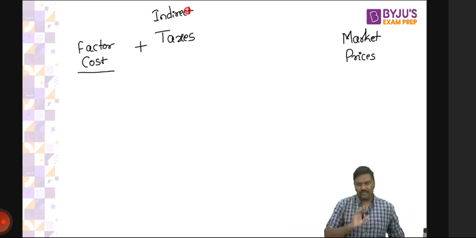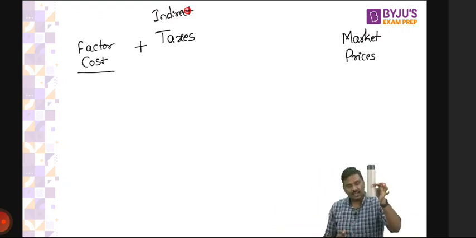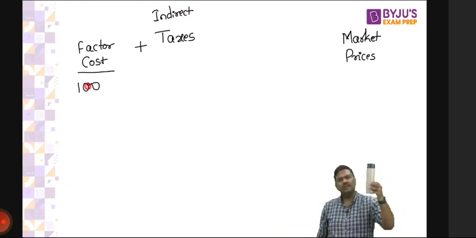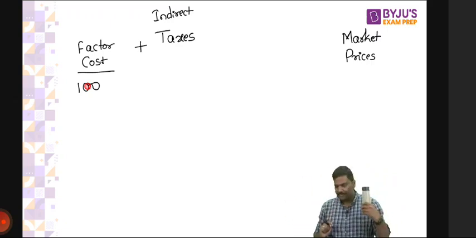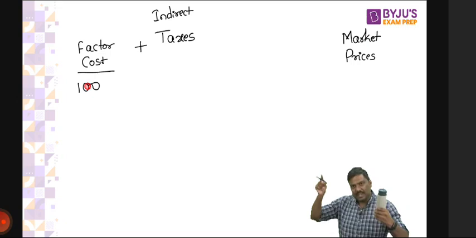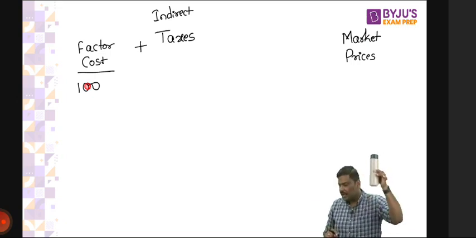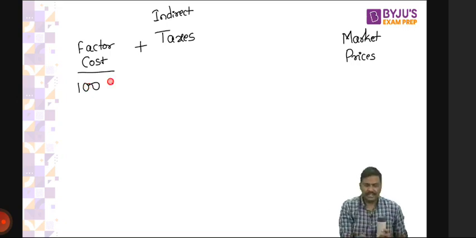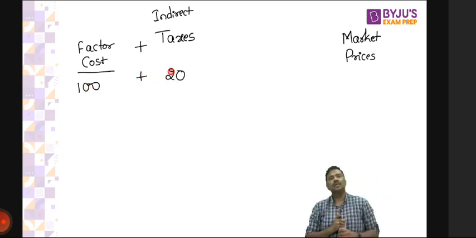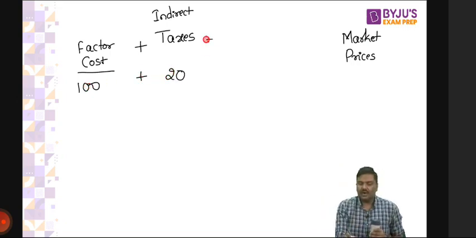But is it okay if I say like this? Please understand now. Imagine the factor cost of the bottle is 100 rupees. The government will impose a tax of 10 rupees on the bottle. Now, with the taxes being imposed by the government, the market price of the bottle will go up. All of you agree? Taxes will increase the price of the bottle. Let's say the government has imposed a tax of 20 rupees.